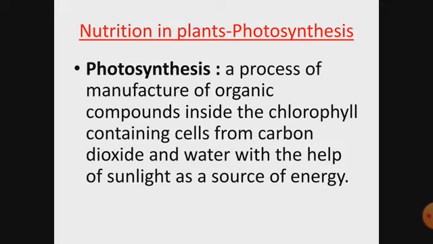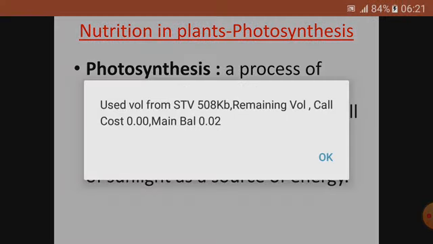So under that topic we will study photosynthesis because plants are autotrophic. They can synthesize their own food by the process of photosynthesis. This is said to be the most important biological process because in this process we get food and oxygen, and we all know that food and oxygen are very important for survival.